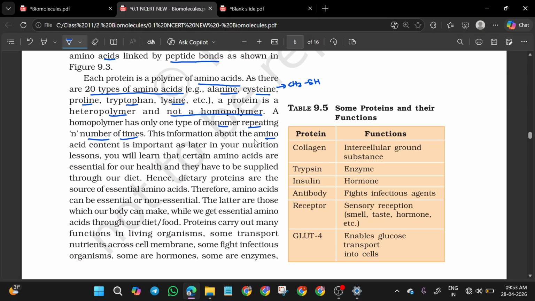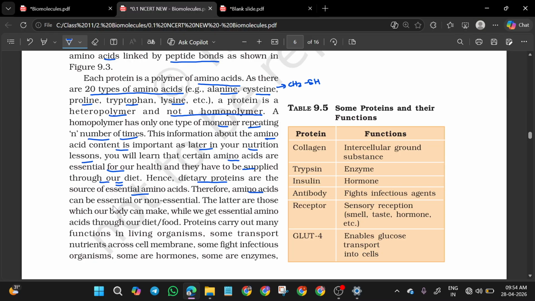The information about the amino acid content is important as later in your nutrition lesson. So you have learned that certain amino acids are essential for our health and have to be supplied through our diet. idella na first soliten. So diet மூலமா supply பண்றது essential amino acid. Dietary proteins are essential amino acid.